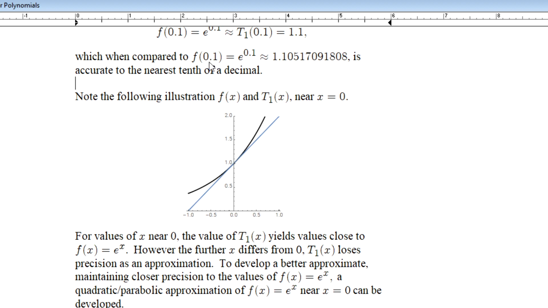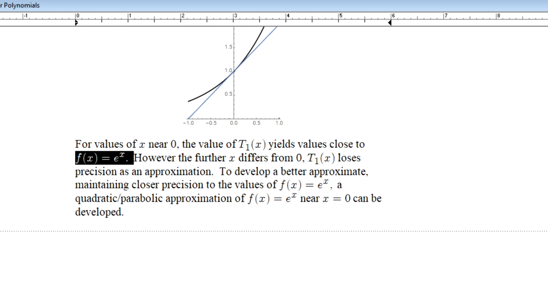If we notice where 0.1 is at, 0.5 is right here, so these are about tenths in value. That's 0.4, 0.3, 0.2, 0.1. It's right here along the x-axis. It's the first tick mark to the right of 0 on our x-axis. It's right about here in my graph. And we can see that right about there, the line, the linear function, is very, very close to the function f of x itself, e to the x. Right? Note for values of x near 0, the value of T sub 1 of x yields values very close to e to the x.